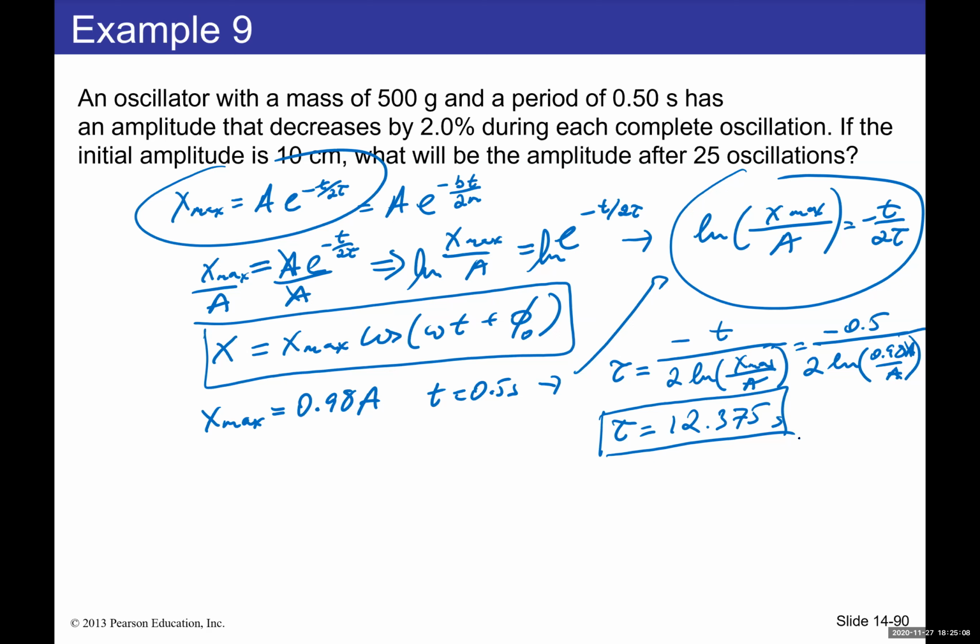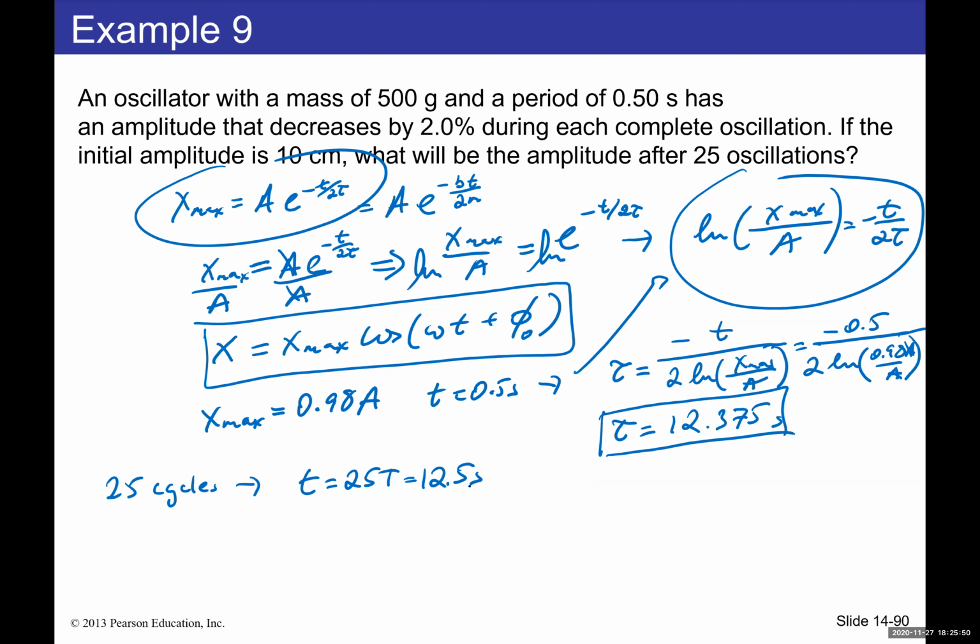Now, we were also told that we want to know, if the initial amplitude is 10 centimeters, what will be the amplitude after 25 oscillations? The time for each oscillation is 0.5 seconds. That means we can say here, let's say 25 cycles, or oscillations. That means t is equal to 25 times the period, and it equals 12.5 seconds. That means after 25 cycles, the time is 12.5 seconds.